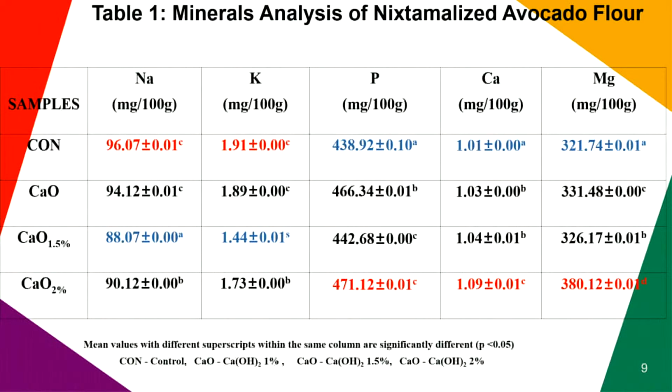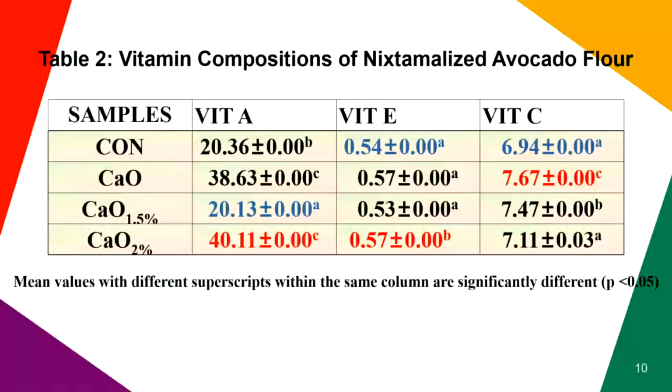Result and discussion. From the table, we have our control, which is the corn. Then we have our 1% and 1.5%, then 2.5%. For the ones that are light in red are all high in the concentrate, and the blue ones represent the ones that are low in concentrate. But for the vitamins, these are the results for the vitamins.